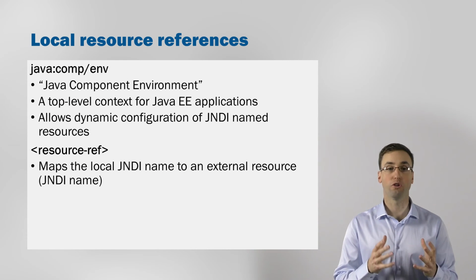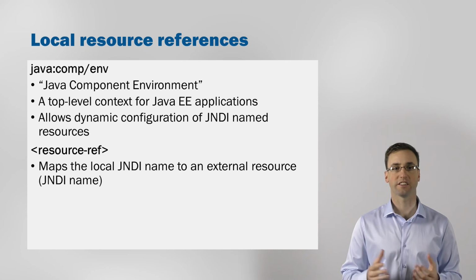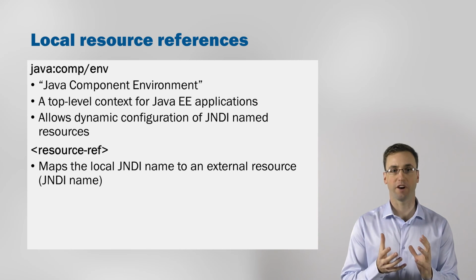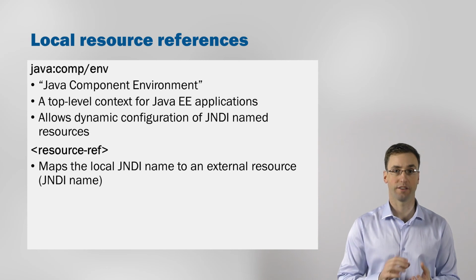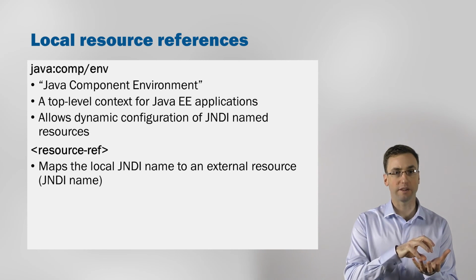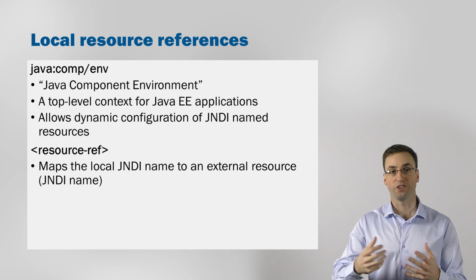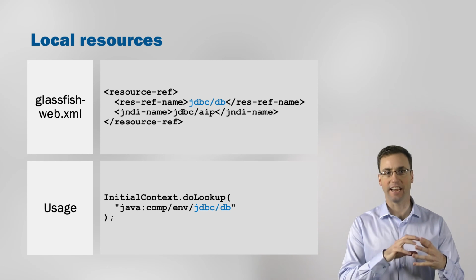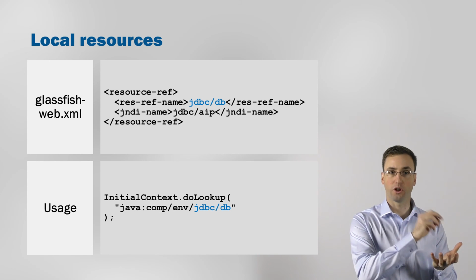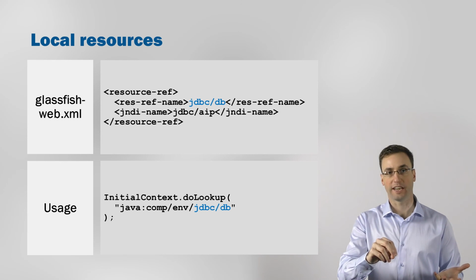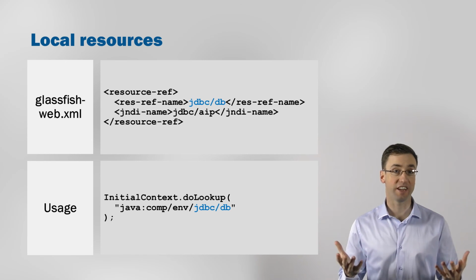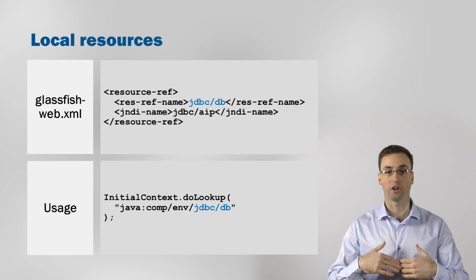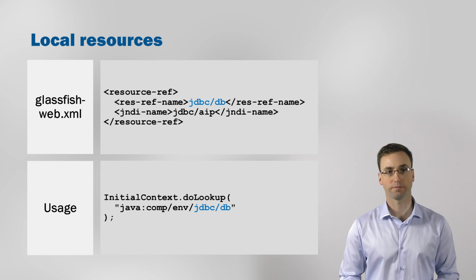java:/conf/env is a local resource reference. You could read it as the Java component environment. This is the private environment for the component that you're coding. You can map from this local resource onto an external resource using an XML deployment descriptor. That is, in your project, you can add an XML deployment descriptor that relates your local JNDI lookup into the global JNDI name. Once you've done that, the local name can be used anywhere in your code and then will be mapped onto the global JNDI resource.